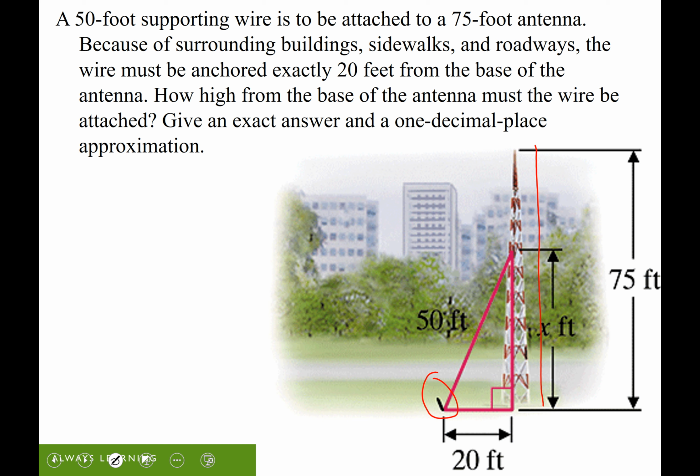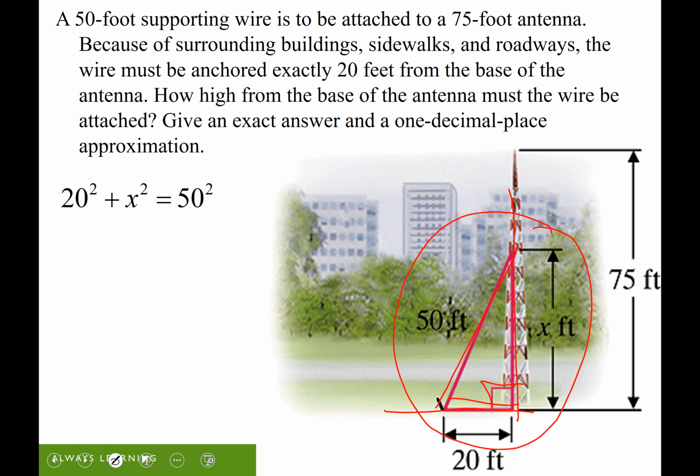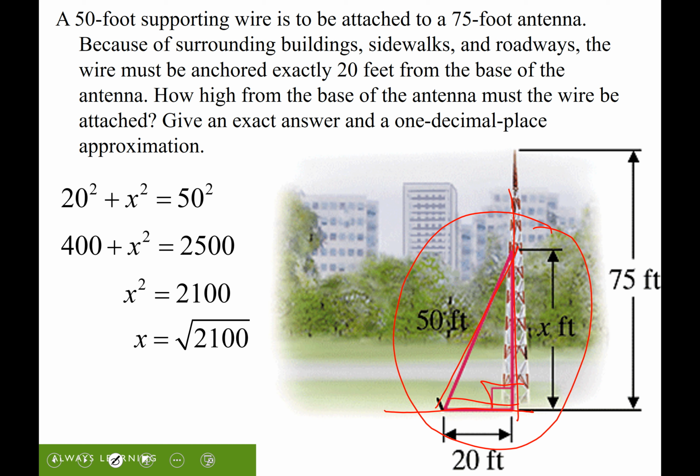All right, so we can use the knowledge that the ground and the antenna form perpendicular lines or a 90-degree angle, giving us a right triangle. We know the hypotenuse has to be that 50-foot wire. We know one of the legs has to be that 20 feet. And so before attempting to climb this antenna, we can do some math and figure out how high we have to climb. So we can set this up as 20 squared plus x squared equals 50 squared. Do our exponents there, subtraction property of equality there, square root both sides there.